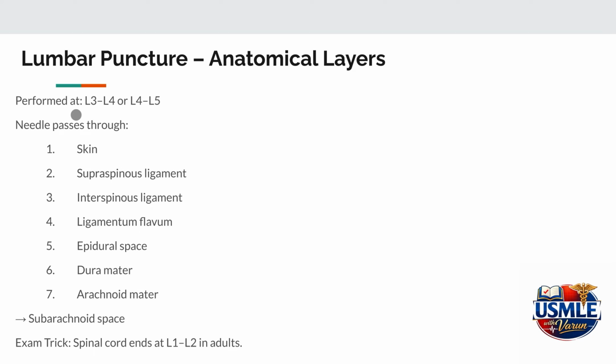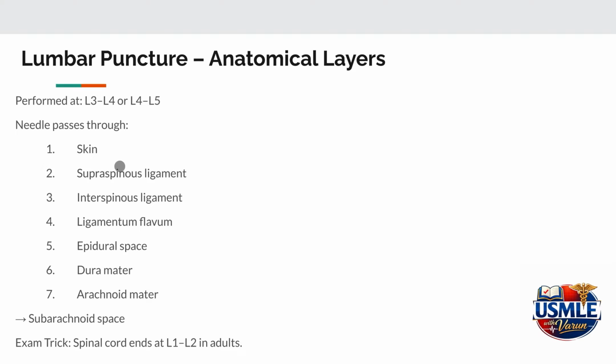A lumbar puncture is performed below the level where the spinal cord ends. In adults, the spinal cord typically ends at L1 or L2. Therefore, lumbar puncture is safely performed at L3 or L4. L3 to L5, we can safely perform the lumbar puncture.